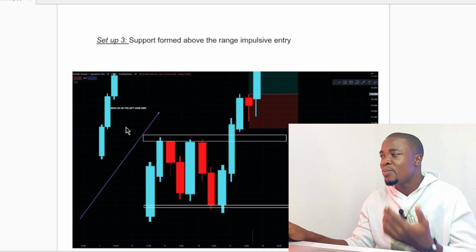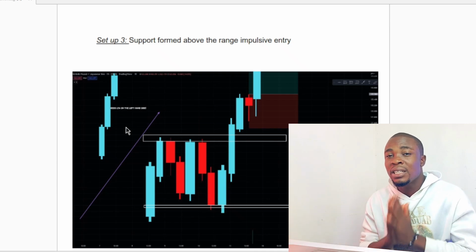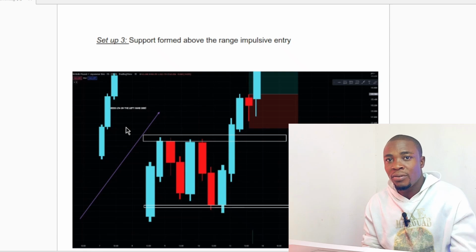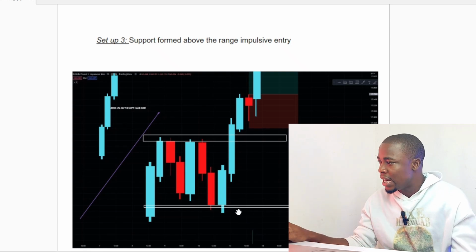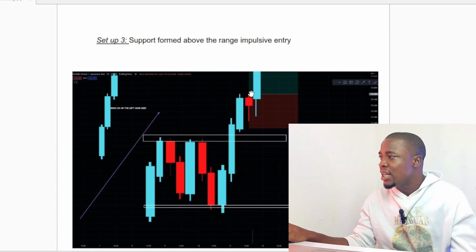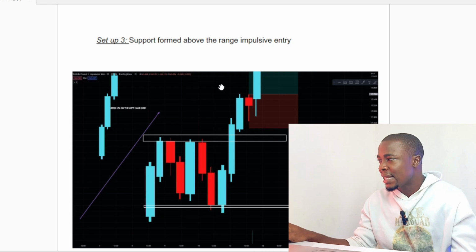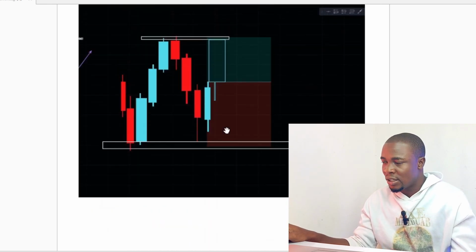So this brings us to what is support. Support is a candle closing in the opposite direction of the trend. If the market is going like this, you have a candle closing in the opposite direction. That particular place is a support. So that's the difference between setup 1, setup 2, and setup 3.